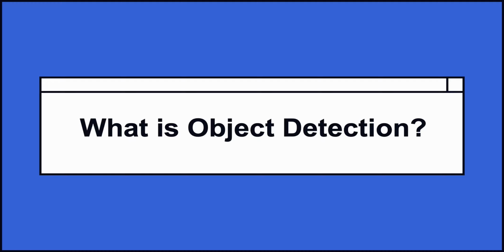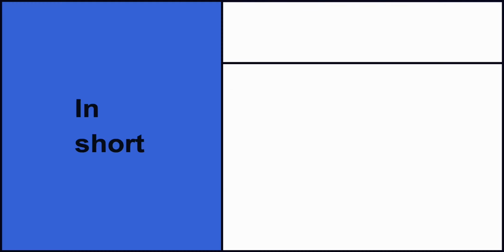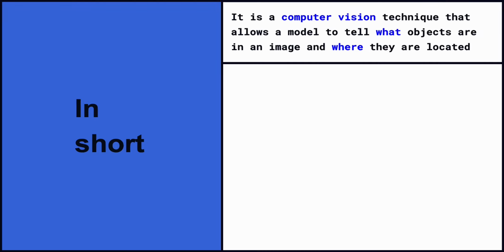Let's start with a brief definition of object detection. As you can read on this slide, object detection is a computer vision technique that allows us to tell what objects are in an image and where they are located. So the first highlighted word is computer vision, and that means that object detection is part of the field that aims to give computers the ability to see by using visual content as input, for example, images and videos.